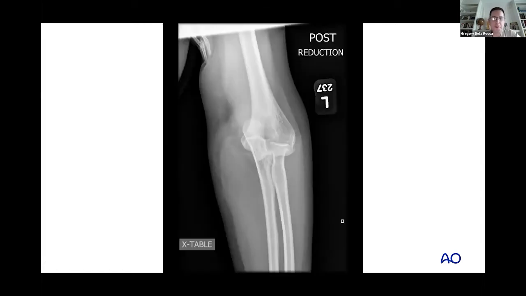So this was an attempt at reduction. We all happy with that? Looks pretty good, huh? So the elbow's not quite as deformed as it was. So I can see Dr. Axelrod is really happy with that.